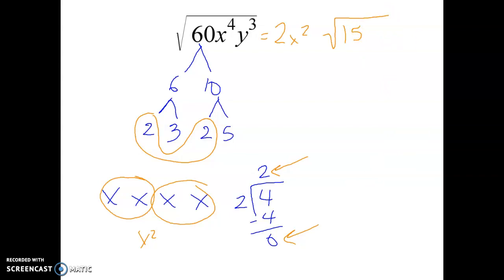All right, let's do the same thing with y. So the exponent there is a 3. I'm going to divide that by 2. 2 goes into 3 one time with 1 left over. So this exponent tells me what goes on the outside. So I'm going to have y to the first. You can put that 1 or not put the 1. It doesn't matter. It means the same thing either way. And this tells me what's left over. So I'm going to have y to the first on the inside as well. So that's going to work out to be my final answer, 2x squared y times the square root of 15y.